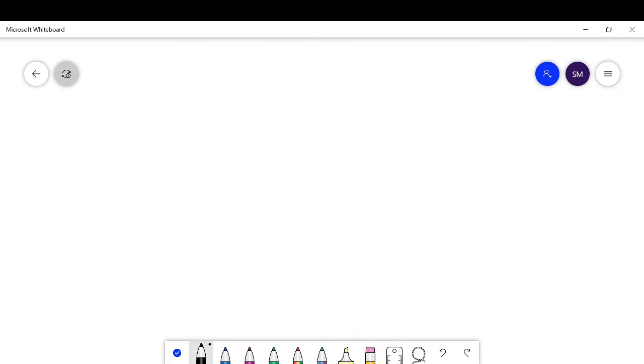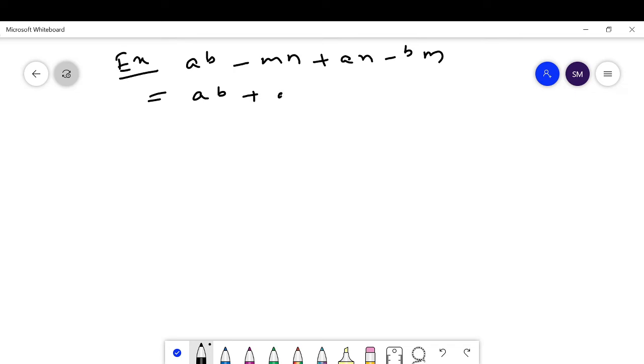Then take another example. I have already told you, students must practice more and a variety of questions so that you can answer any questions found in your paper. Here is another type of factorization: ab minus amn plus an minus bm. Because there is no common term between ab and mn, I just shift these terms. I just change the place. Nothing is changed, no value is changed.